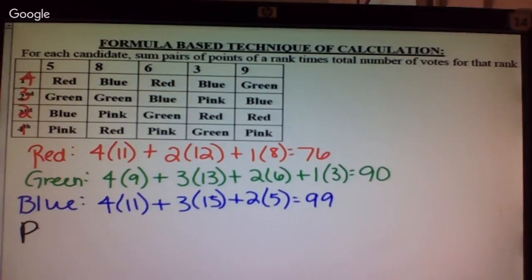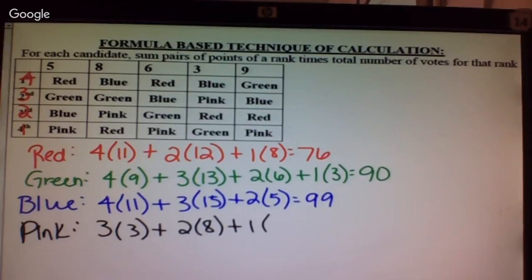And finally, the last one, pink. How many times did pink come in first? None. Move on. How many times did they come in second? Three. So 3 points, 3 times. How many times did they come in third? Eight. So we get 2 points for every time they came in third. And finally, how many times did they come in last place? Twenty. They get 1 point for every time they came in last.